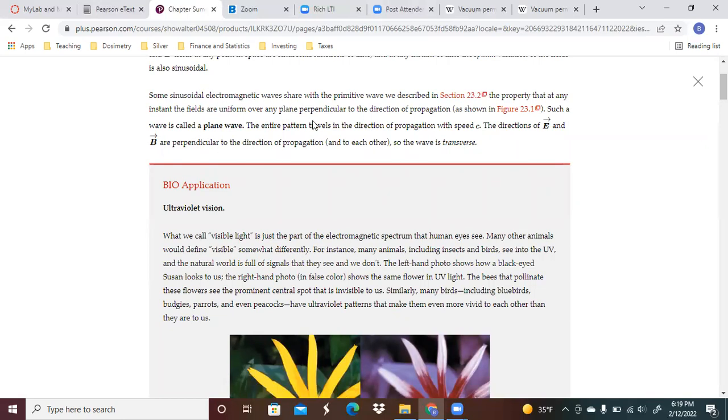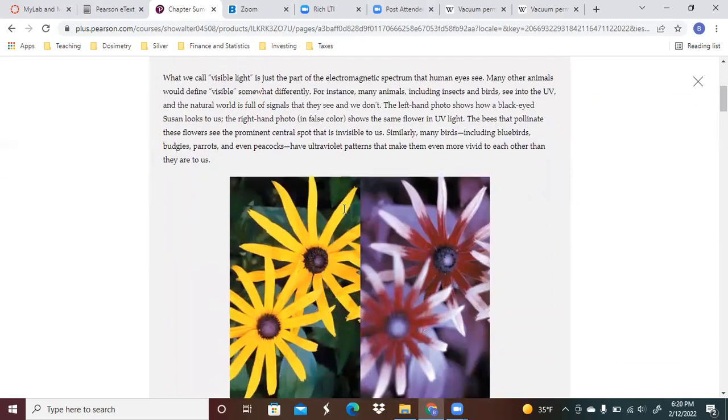Sinusoidal electromagnetic waves share with the plane wave, as we discussed in 23.2, the property that at any instant the fields are uniform over any plane perpendicular to the direction of propagation. That is considered to be a plane wave. Remember that plane that was moving through in the previous section? That's what we are referring to here. The entire pattern travels in the direction of propagation with speed c. The directions of E and B are perpendicular to the direction of propagation, so the wave is considered to be transverse.